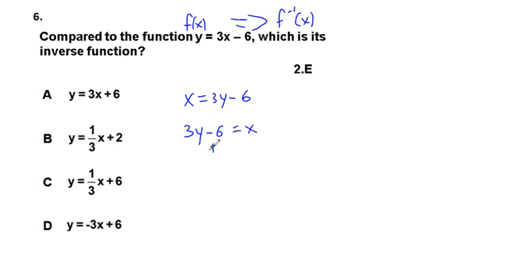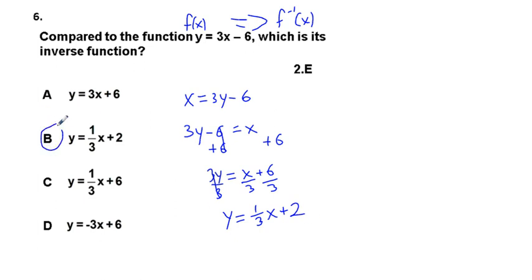Add 6 to both sides of the equation. We get 3y equals x plus 6. Divide both sides, all terms, by 3. We get y equals 1/3 x plus 2. No question about it. Next problem, 7.